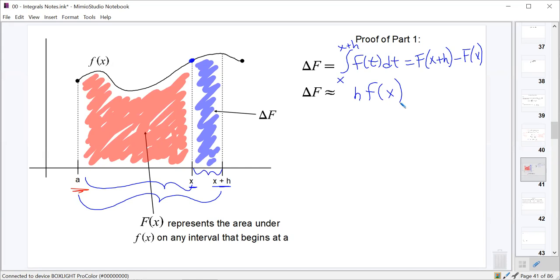So now we kind of have to go back and think about what it is that we were trying to figure out.